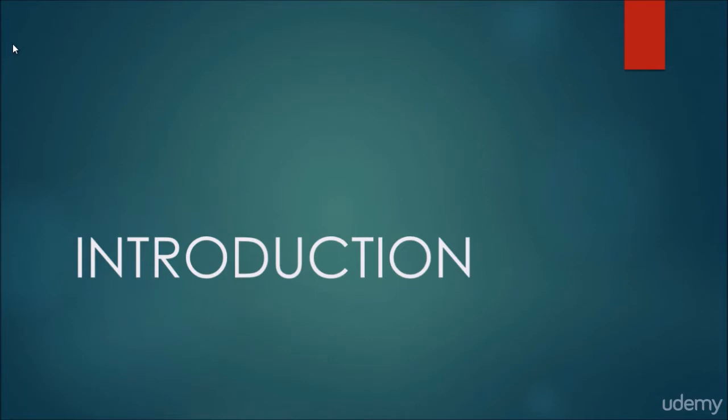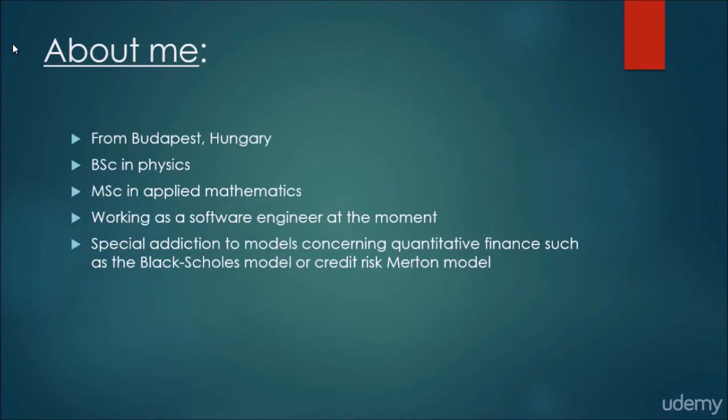First of all, let me tell a few words about myself. I'm from Budapest, Hungary, as I said earlier. I'm qualified as a physicist, and later on I decided to get a master's degree in applied mathematics. Currently, I'm working as a software engineer at a multinational company, and I have a special addiction to models concerning quantitative finance, such as the Black-Scholes model, modeling credit risk, and how to use machine learning and artificial intelligence techniques in order to make some forecasts.